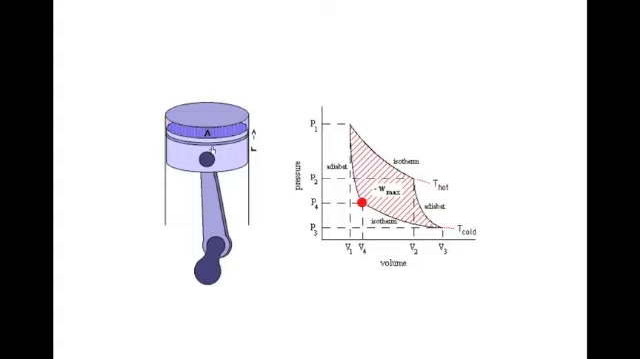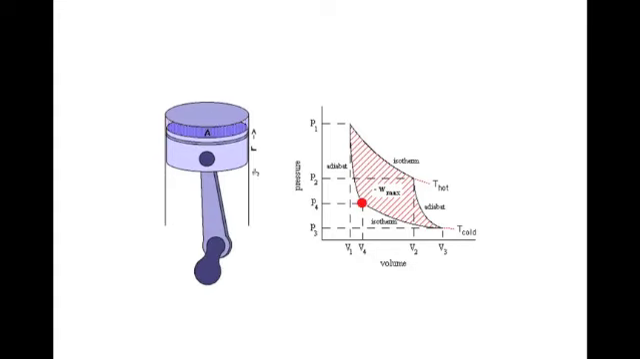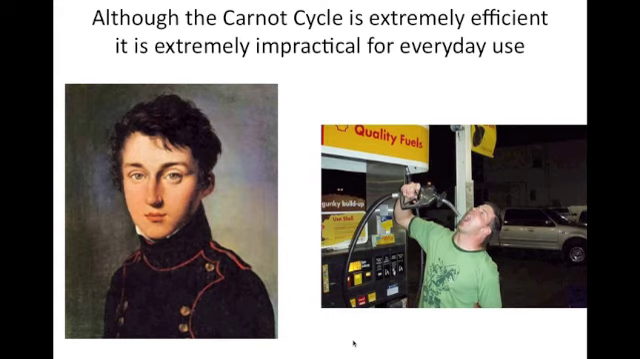If you're looking at the diagram here, you can see that most of the heat is gone at this point because we're connected to the cold reservoir. We get that hot red expansion right there, and then we undergo compression again as that heat dissipates. So unfortunately, although the Carnot cycle is extremely efficient, it is extremely impractical for everyday use.